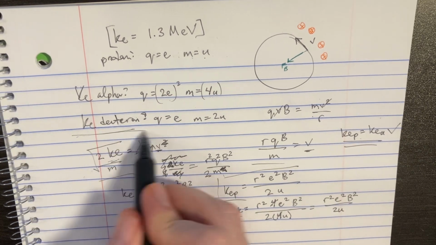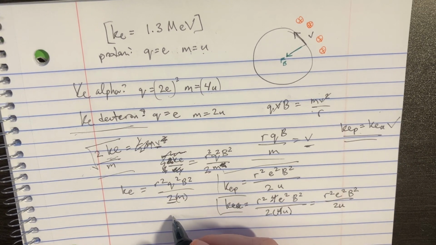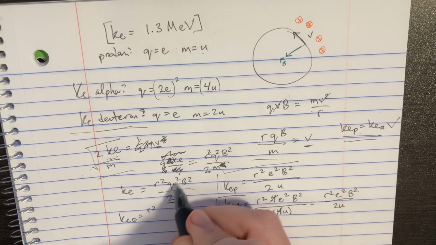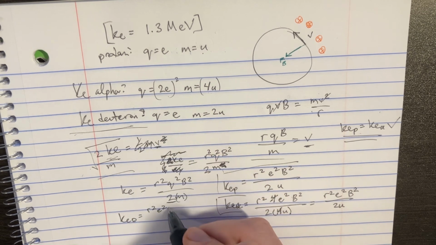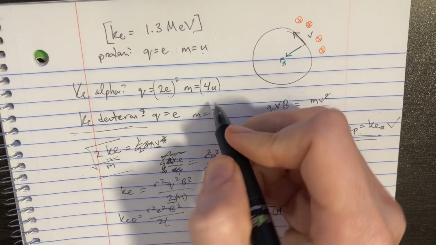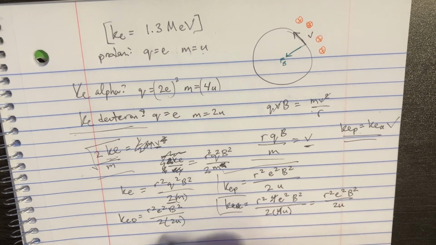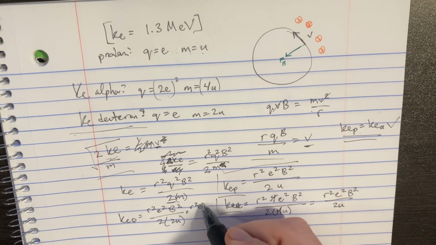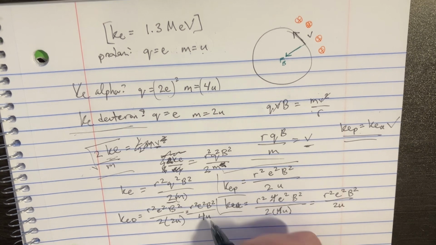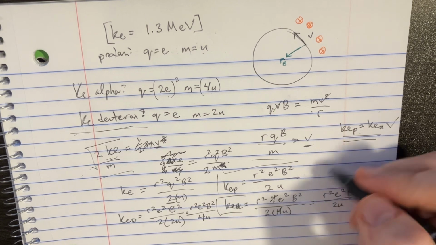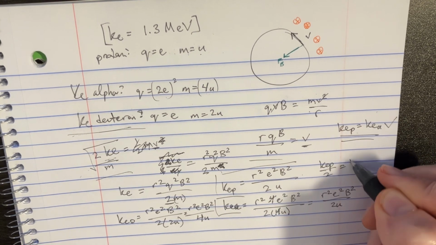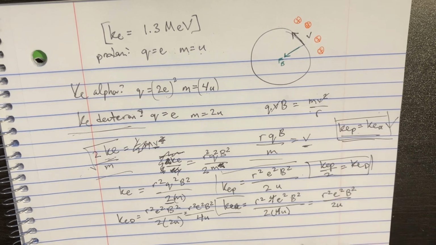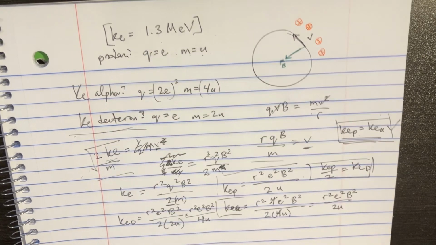And now for the deuteron, let's also put that in here real quick. KE for the deuteron: r squared, Q squared is going to be e squared, B squared, divided by 2 times the mass, which is 2u. This is going to end up as being basically a 4u on the bottom. So r squared, e squared, B squared divided by 4u. It looks like it's going to be basically KEp divided by 2 equals KEd. And so now we've got our two answers. We just kind of would want to divide that out.